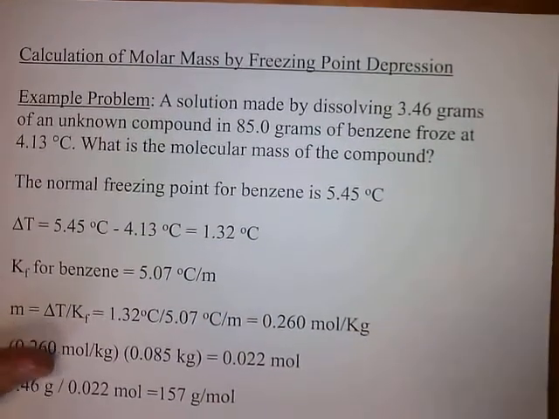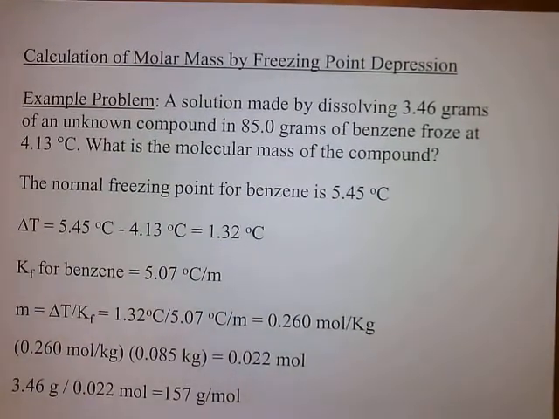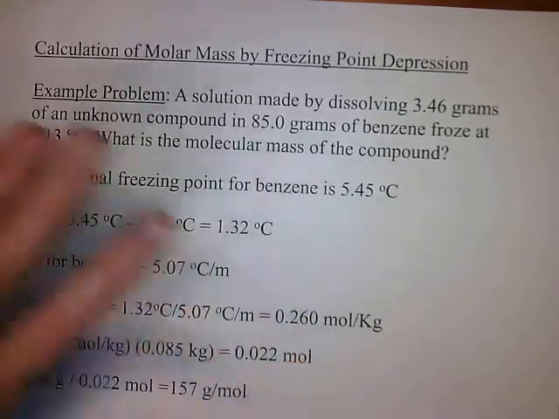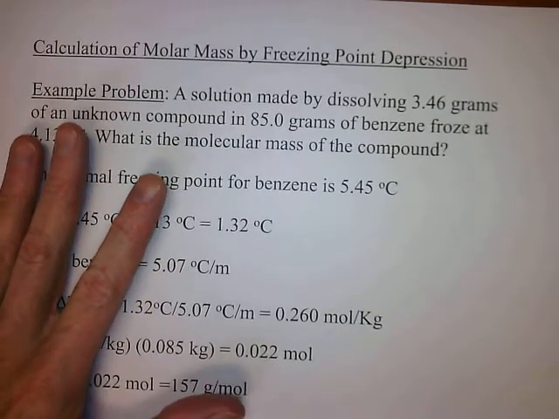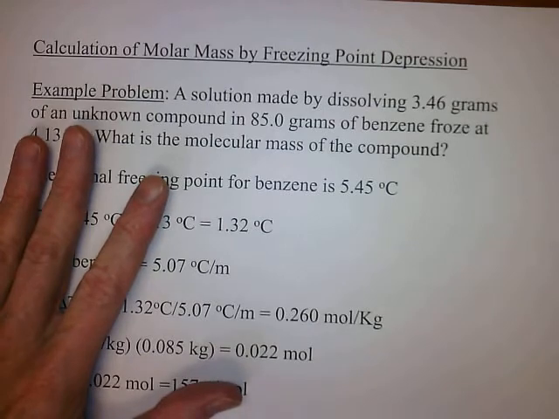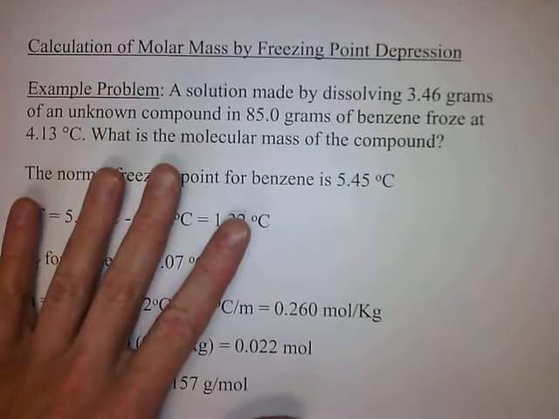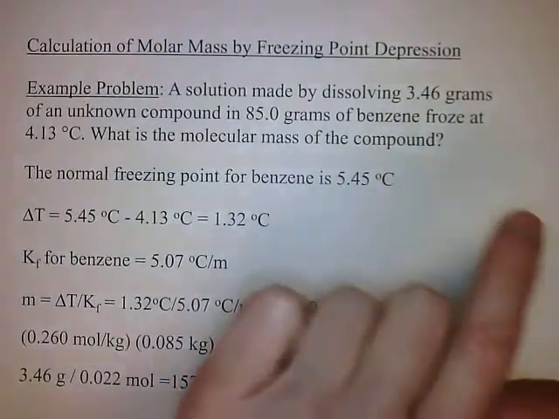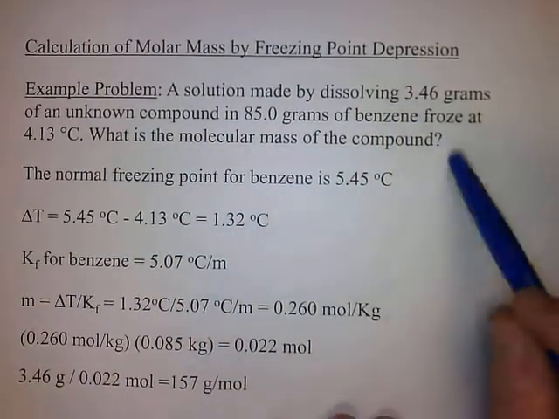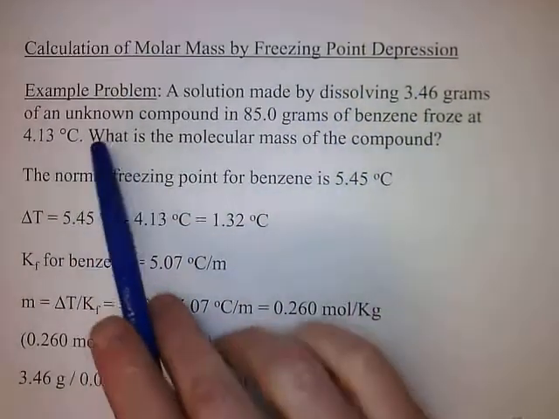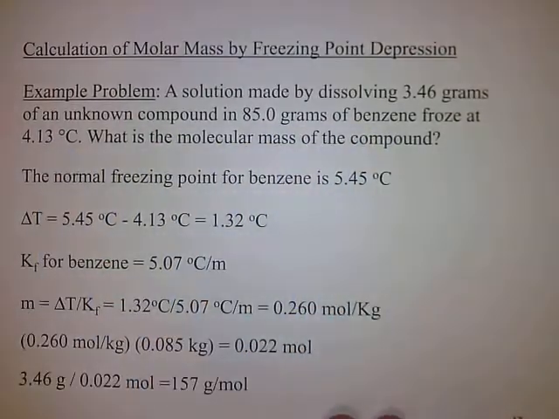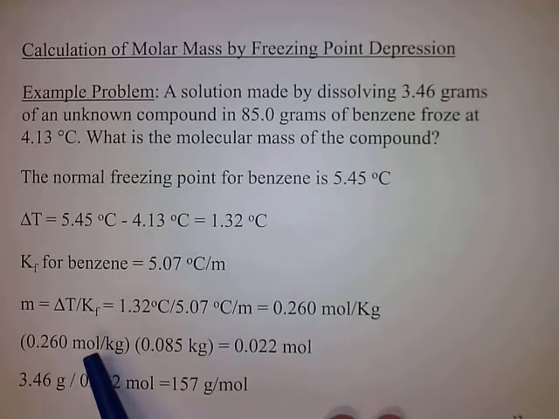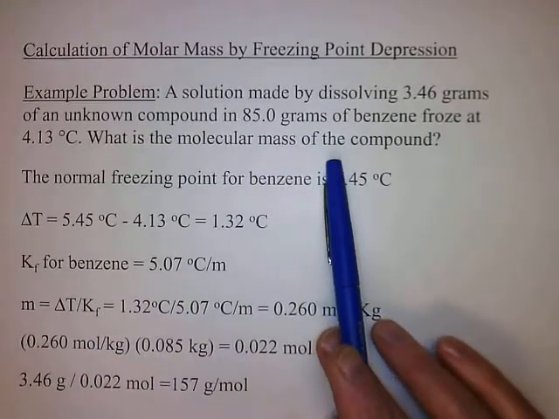All right. So you can also use this to calculate molar mass. All right. So let's say we make a solution by dissolving 3.46 grams of an unknown compound in 85 grams of benzene, and it freezes at 4.13 Celsius. Okay, what is the molecular mass of the compound?